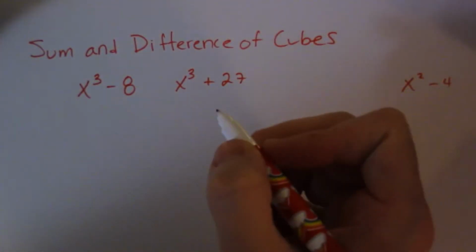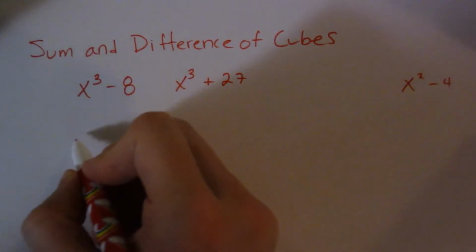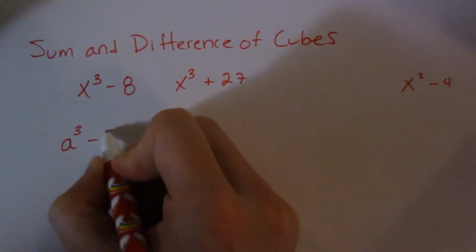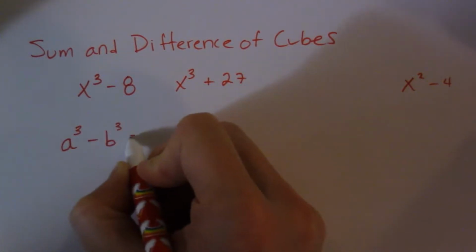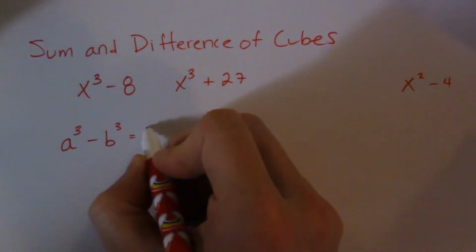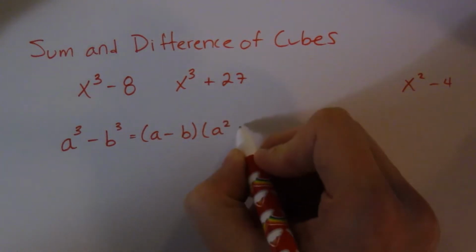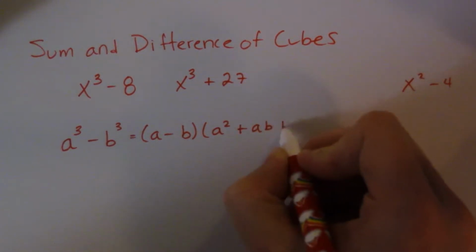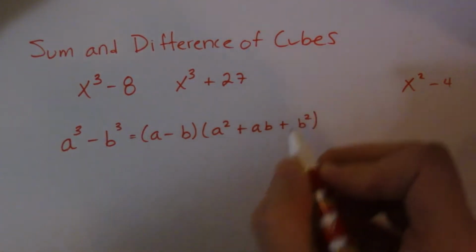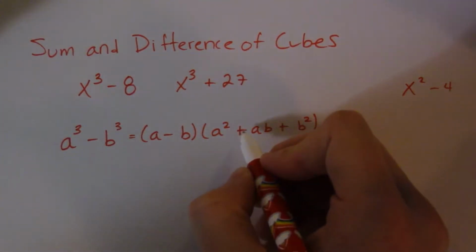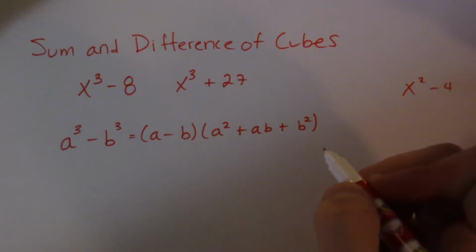We need to remember this. So we have a difference of cubes, a cubed minus b cubed. The formula is this: a minus b, a squared plus ab plus b squared. You might be saying that doesn't look that easy, but it's really easy to remember. And I got that messed up. No, I didn't. Sorry, I got it correct.